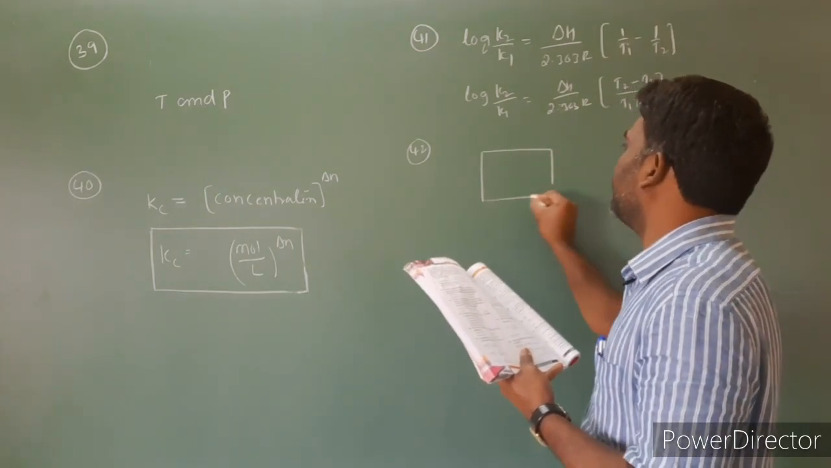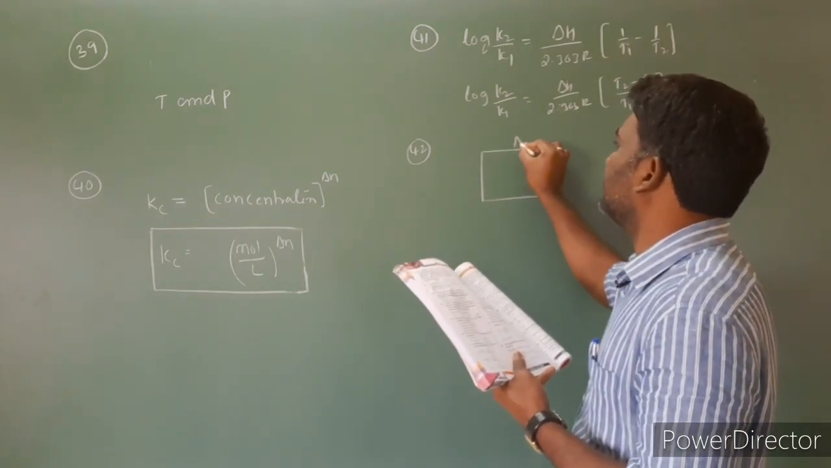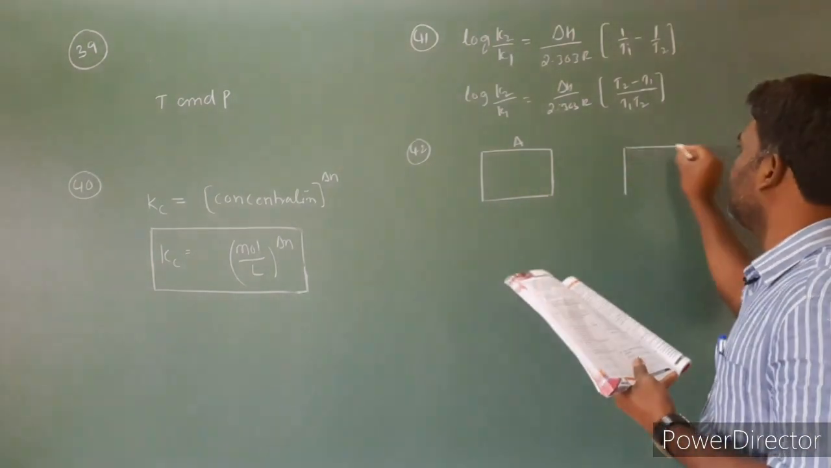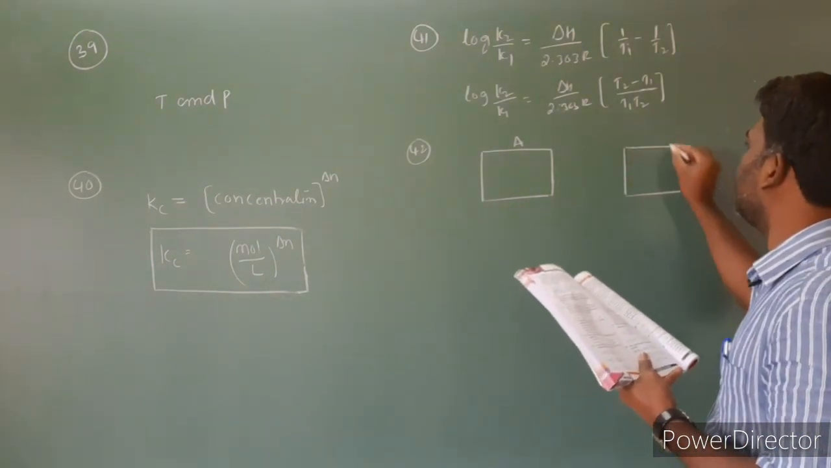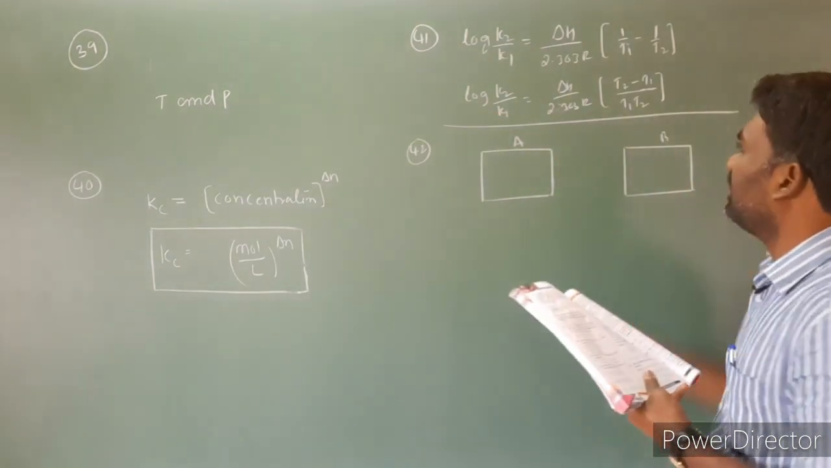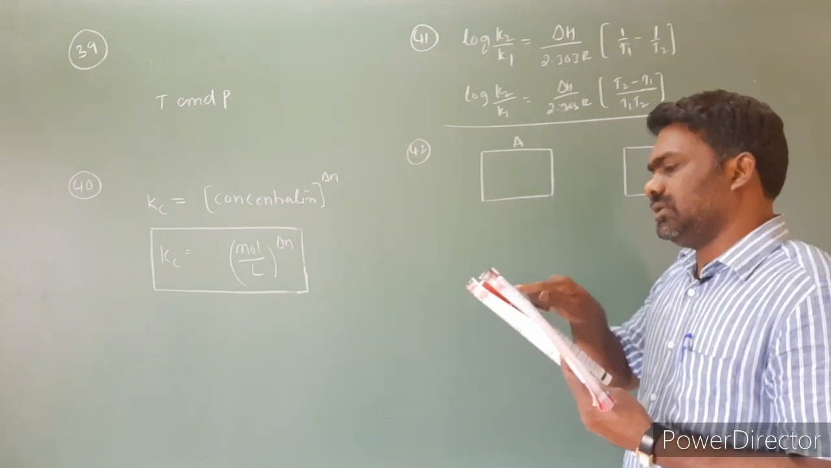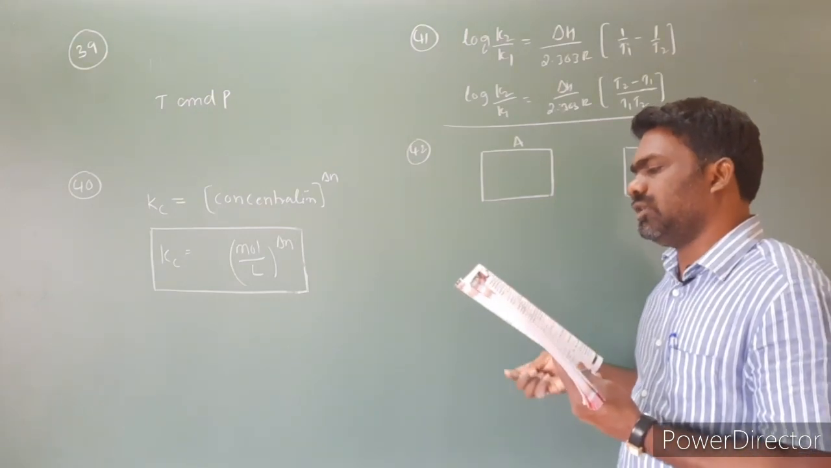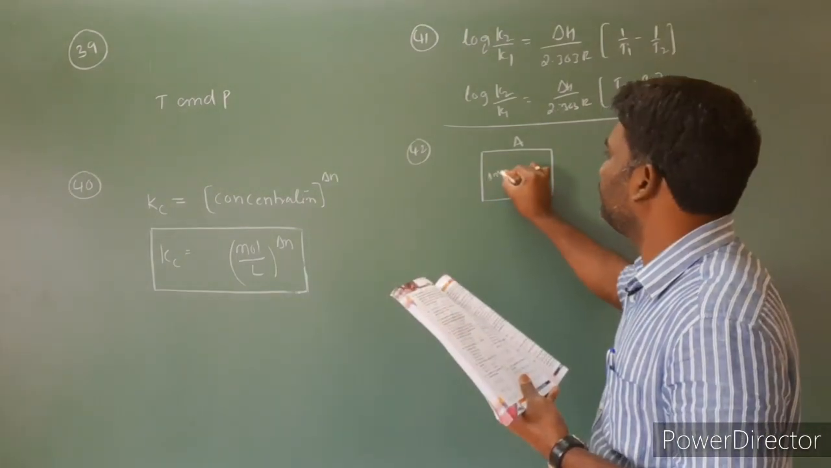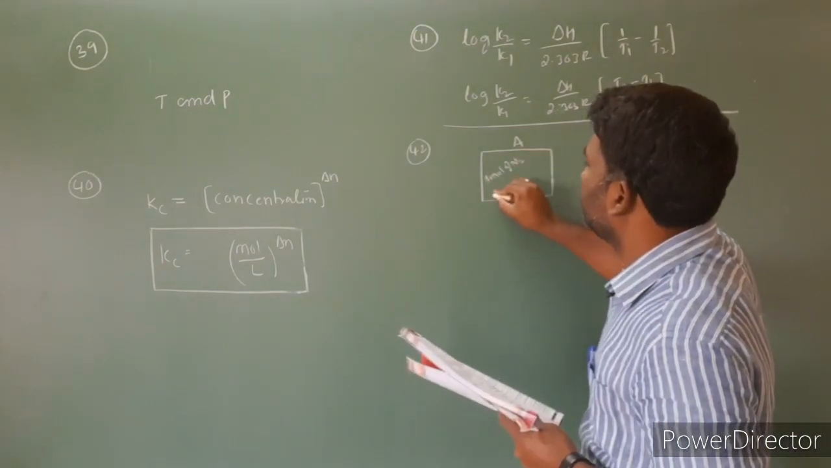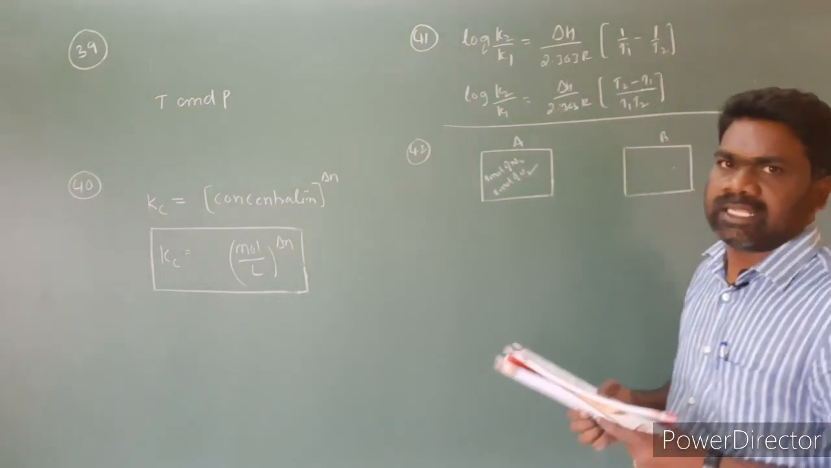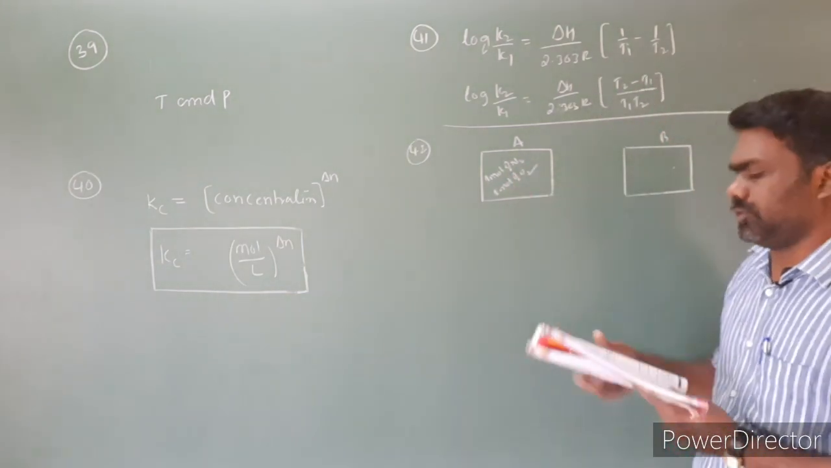vessels. This is one vessel, I am labeling as A vessel. And I'm taking another vessel, labeling as B. A vessel and B vessel. So vessel A contains 1 mole of N2 and 1 mole of O2.